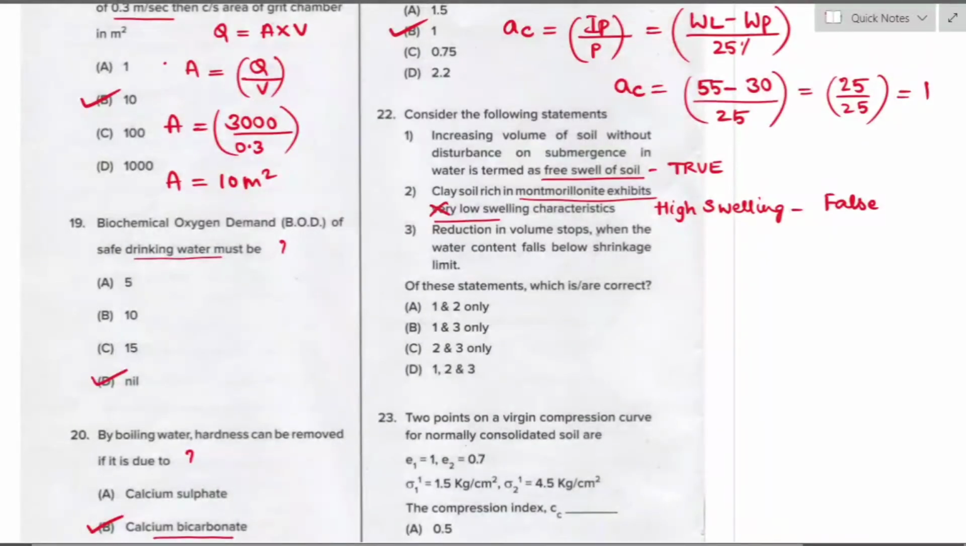Statement 3. Reduction in volume stops when the water content falls below shrinkage limit. So there will be a reduction in volume when the water content falls below the shrinkage limit. So this is a true statement. Out of these given statements, the correct statements are statement 1 and 3. So the right answer is option B, 1 and 3 only.